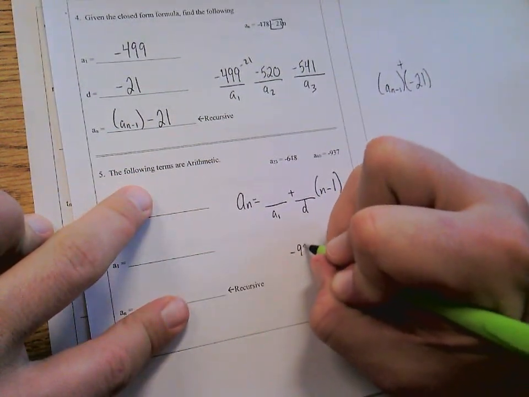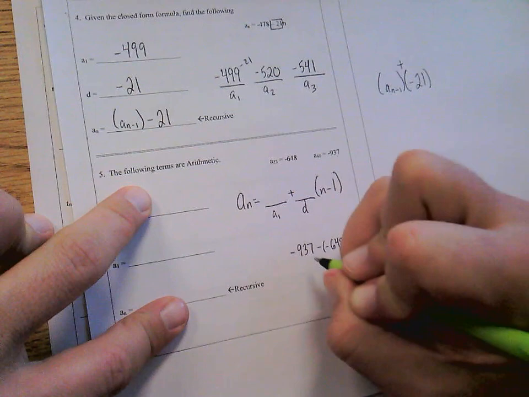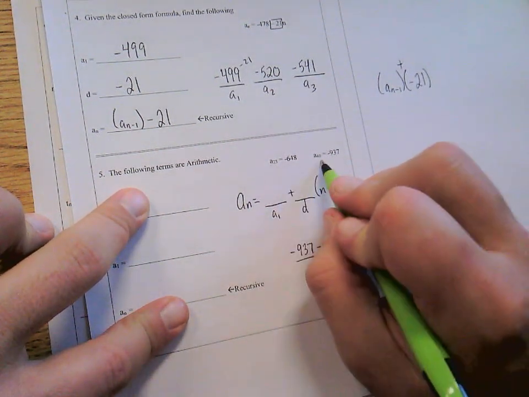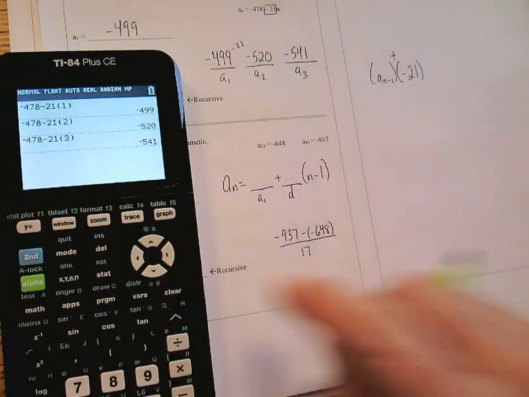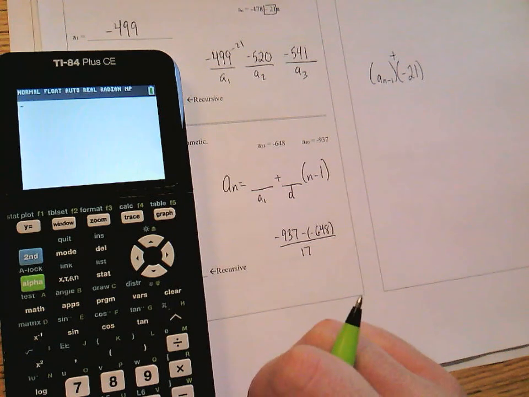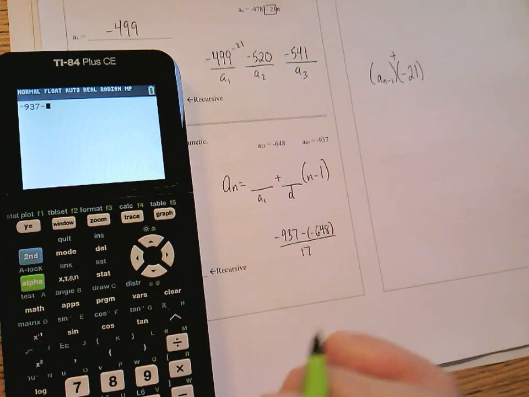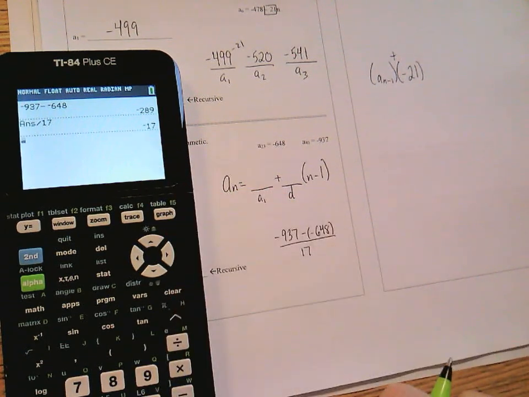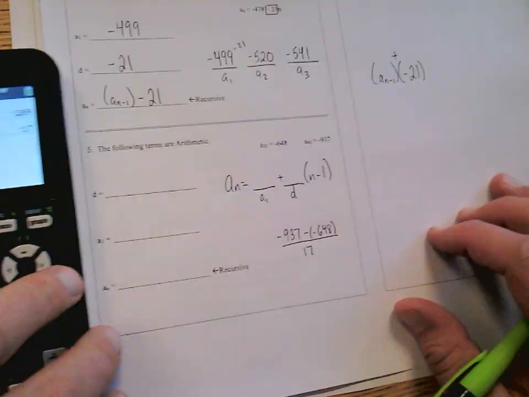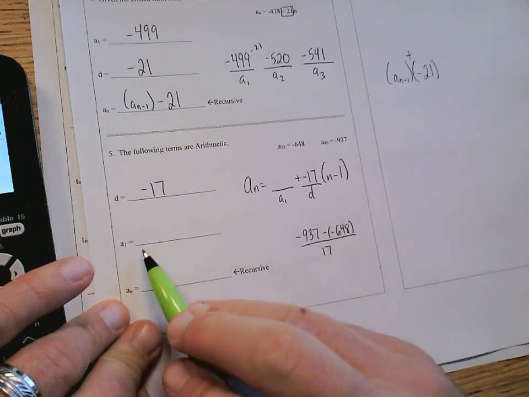Negative 937 minus negative 648, and I'm going to divide that by, let's see, that's 23, that's 40, that's 17. Good thing I got the calculator. Clear. Negative 937 minus negative 648, press enter. I'm going to divide that by 17. Look at that, there's my common difference, it's negative 17. Negative 17, negative 17. Got to find my first term.